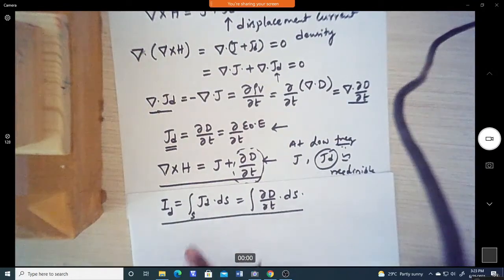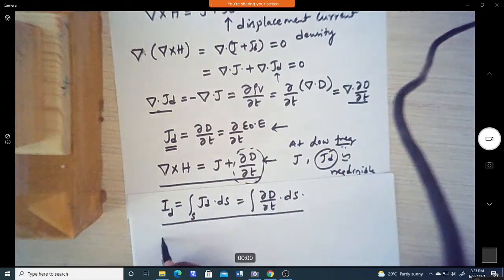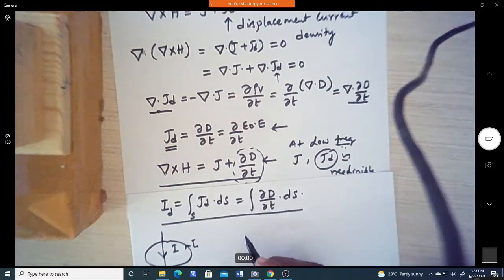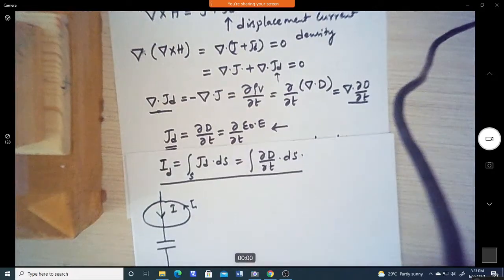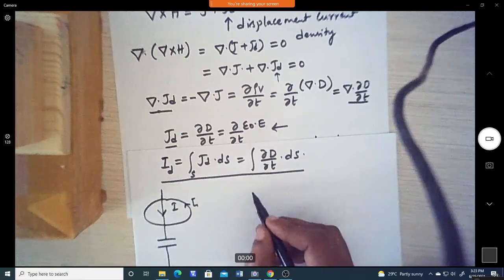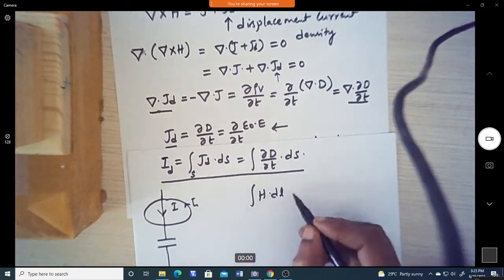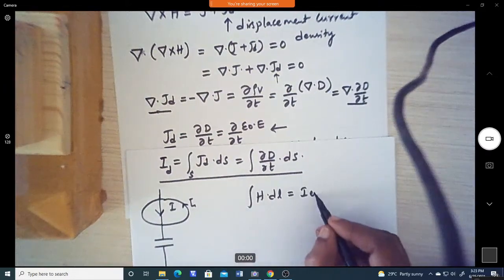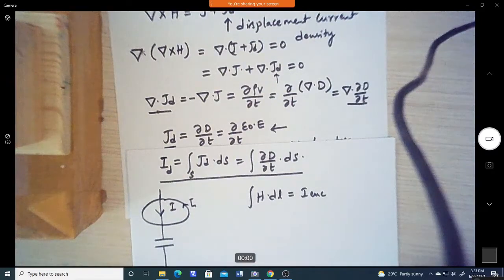Now if we take an example of how we can describe this displacement current, let us take a capacitor and a conductor where the current is flowing through a loop, the closed path L. Now we know the equation for the closed loop where the current carrying conductor is there: we have H dot dl, which is equal to the current enclosed by that loop. So that we know.